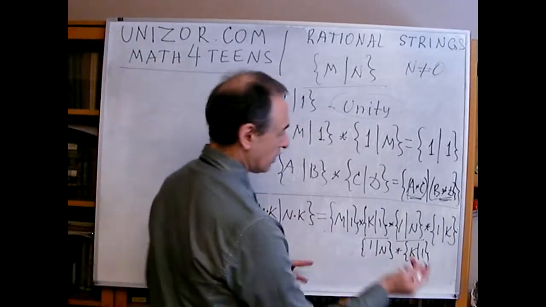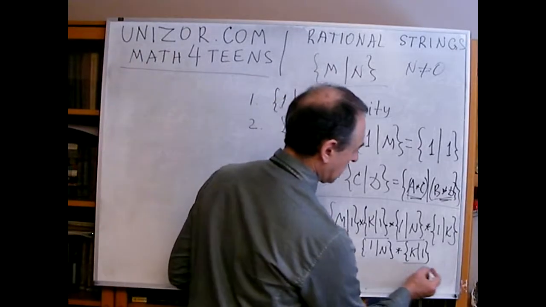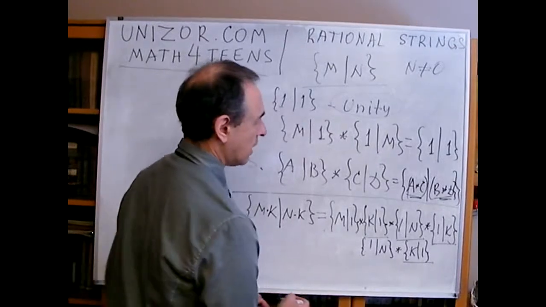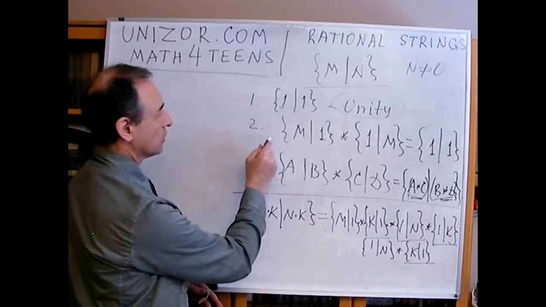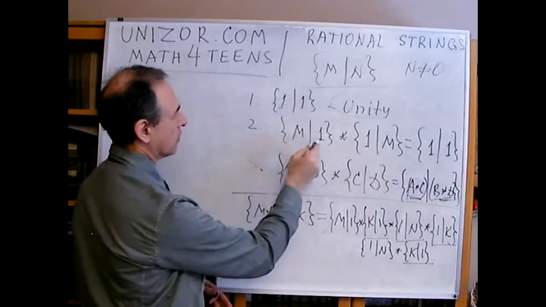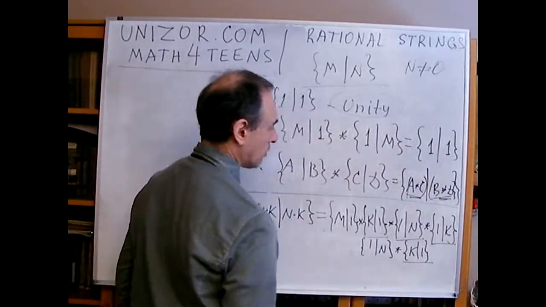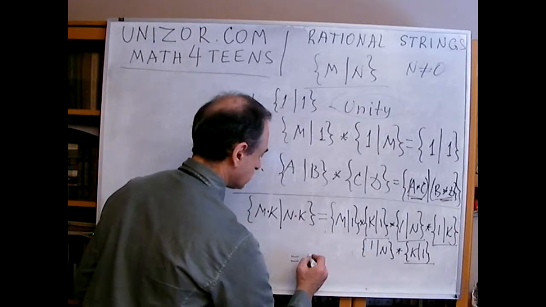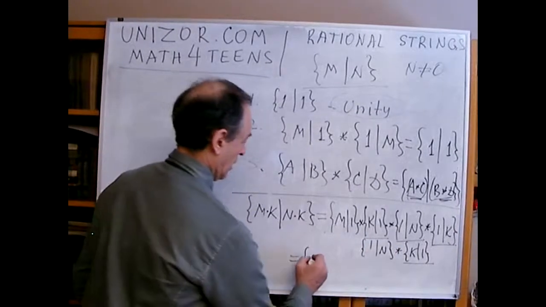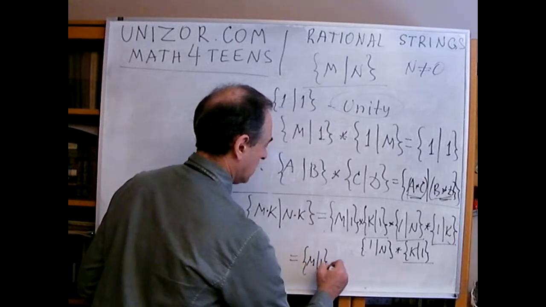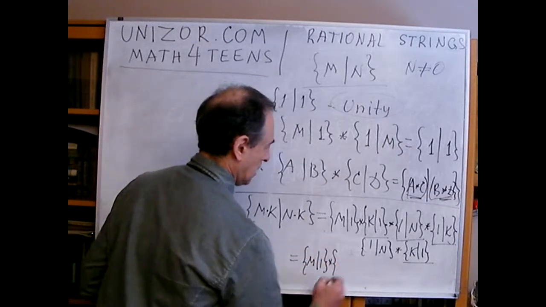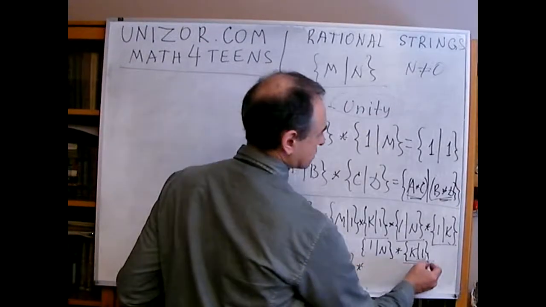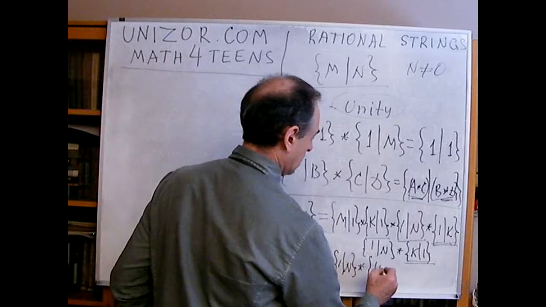Now, here, using the associative law, I can say k over 1 and 1 over k. That results in, according to rule number 1, k over 1 and 1 over k, that's 1 over 1, right? So I can say that the whole thing is equal to m over 1 times 1 over n times, and these two guys will give me 1 over 1.